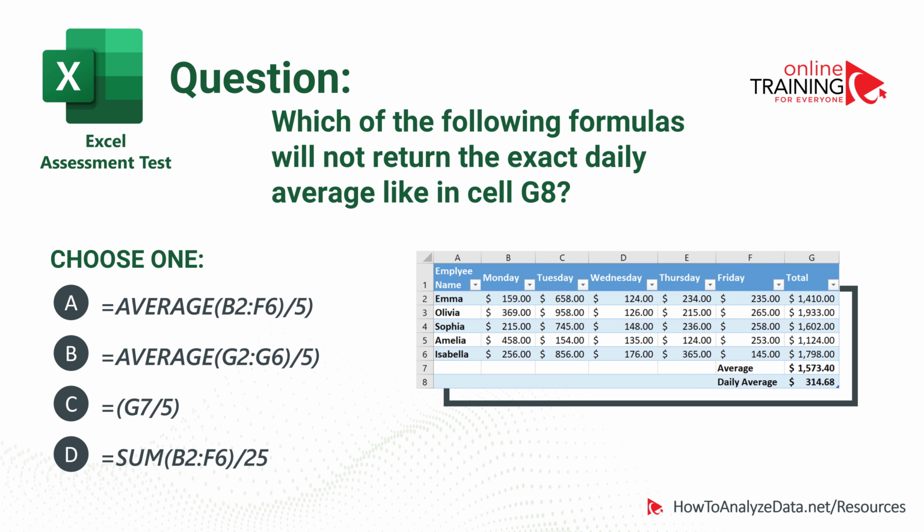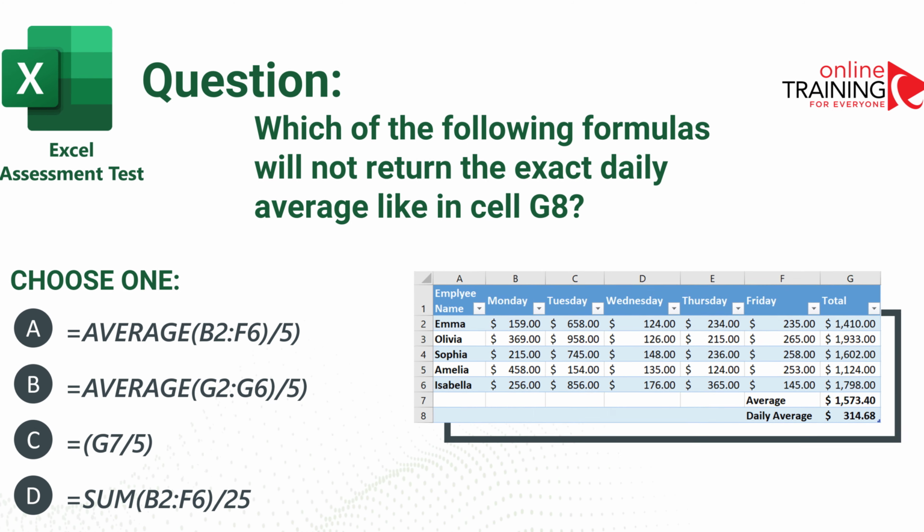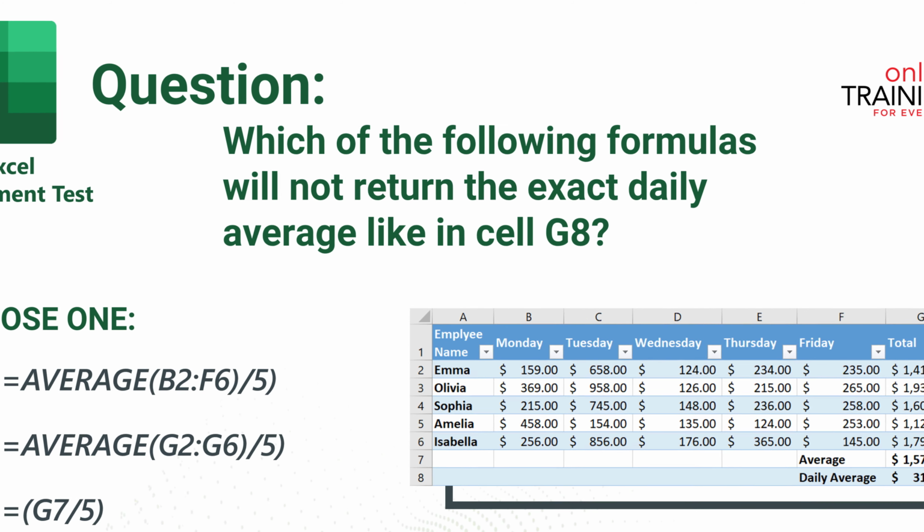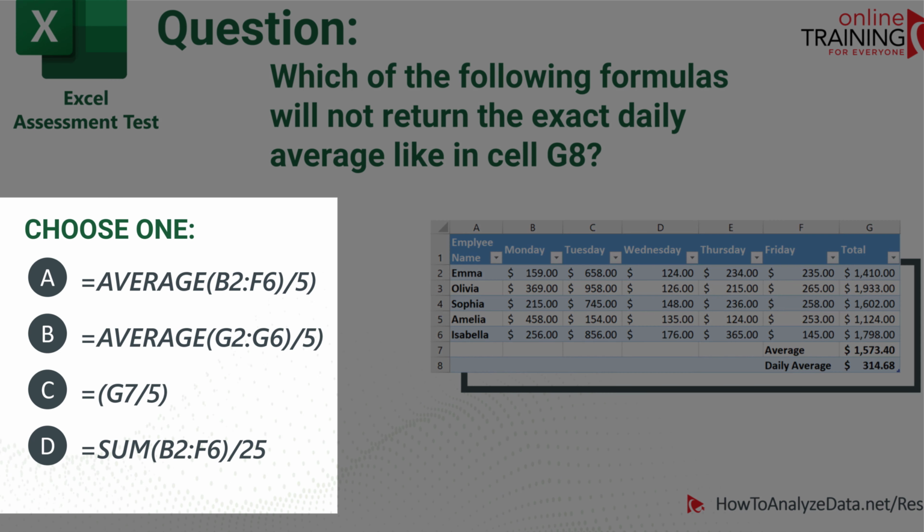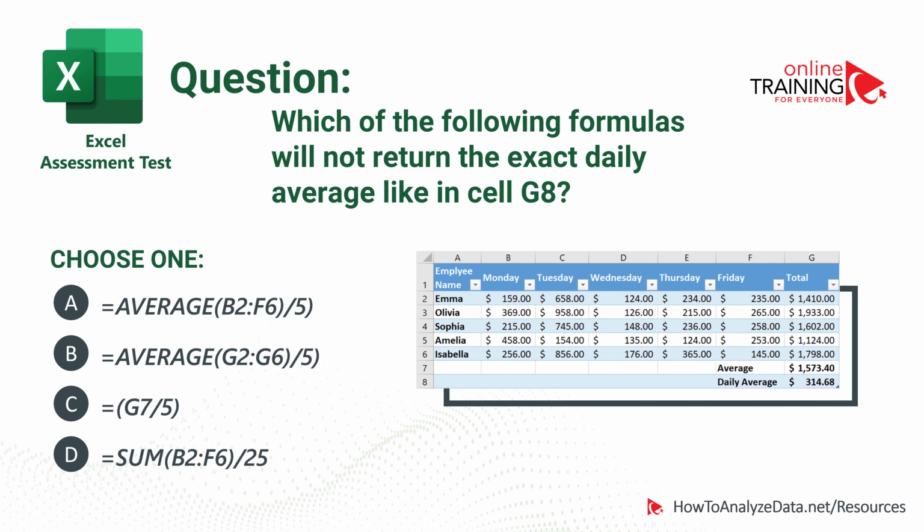Now let's look at the question which tests your knowledge of formulas and functions and is used frequently as part of the Microsoft Excel assessment test. Which of the following formulas will not return the exact daily average, like in cell G8? And we have four choices. Choice A: average of a range divided by 5. Choice B: average of another range divided by 5. Then you have G7 divided by 5. And then you have sum of values divided by 25. Which one do you think is the right answer?